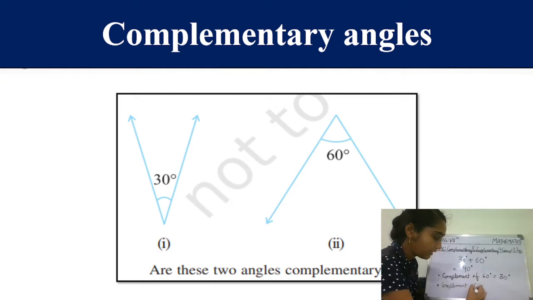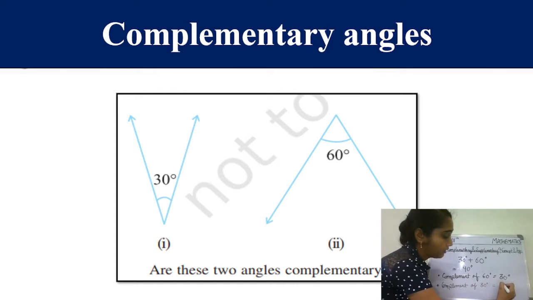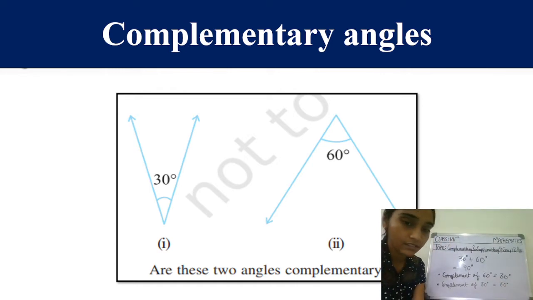Very good, it will be 60 degree, because we have shown that these two angles are complementary, so we can say that one angle is the complement of the other angle. So the complement of 30 degree is 60 degree. Very good. So basically students, whenever any concept related to complementary angles comes, you have to remember that the sum of the two angles must be equal to 90 degree.